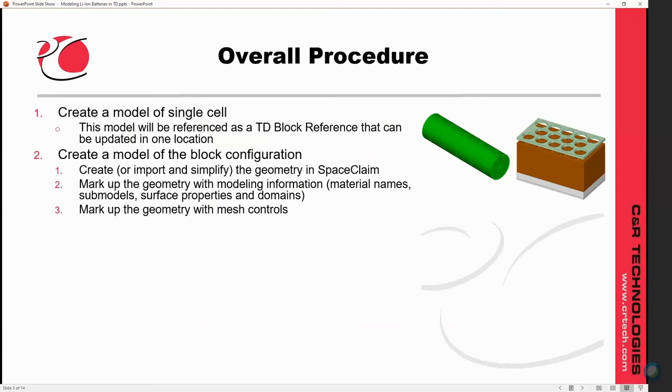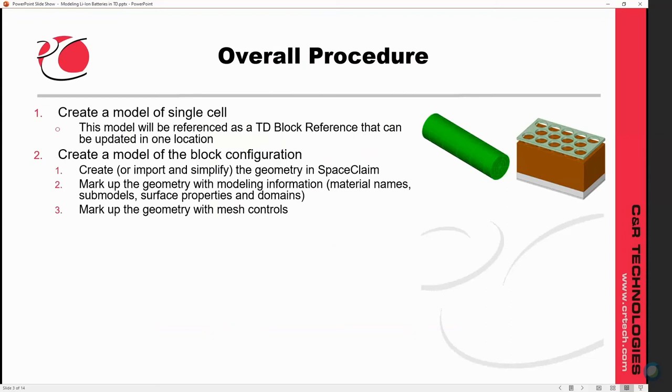Then we create a model of the block configuration. Just like before, this was created using the geometry in SpaceClaim. I didn't have anything to import, so I had to create it myself. And then you mark up the geometry with the modeling information. What are the material names? What are the submodels? What are the surface properties for radiation? And then domains are used for making connections within the thermal model once you get to it.